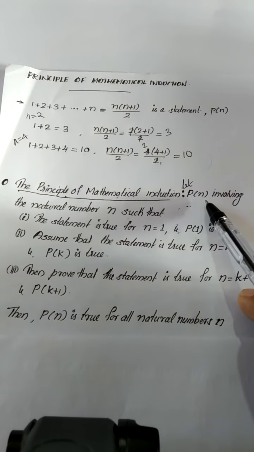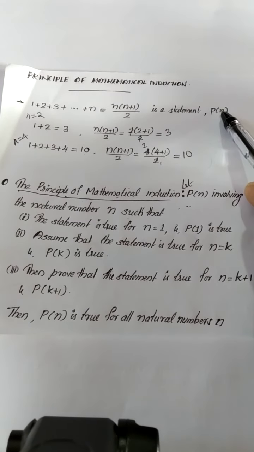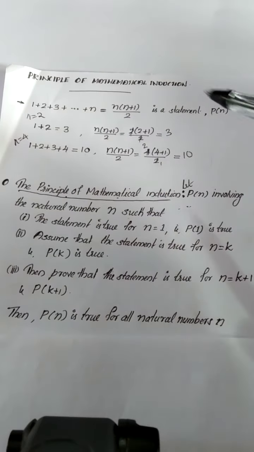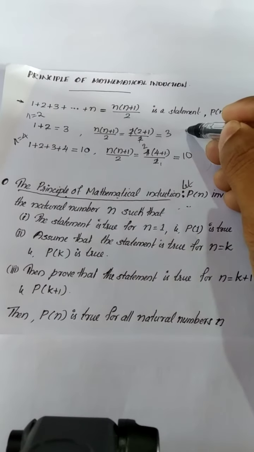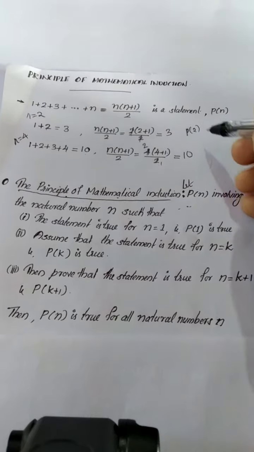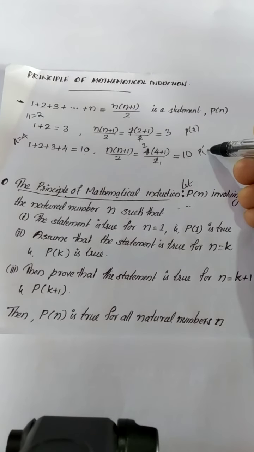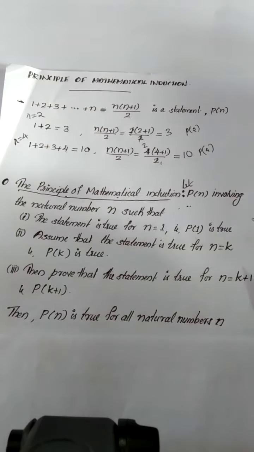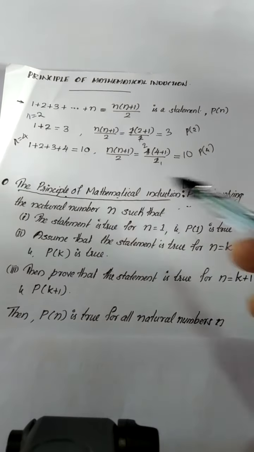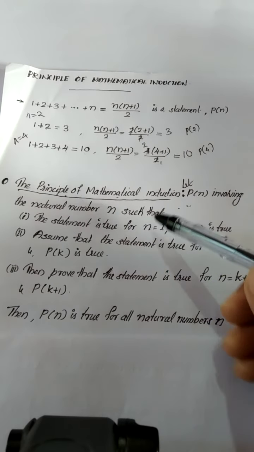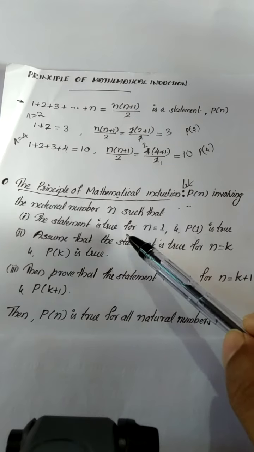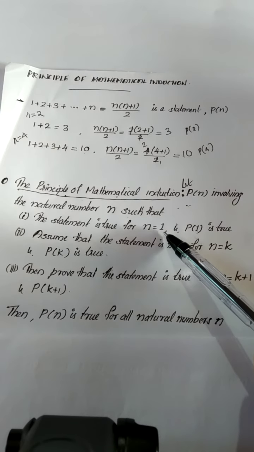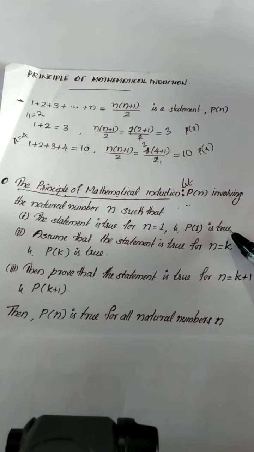Let P of n, that means the statement including n. We can say this is P of 2, and this is P of 4. So in that, let P of n involve the natural number n such that the statement is true for n is equal to 1. That is, P of 1 is true.